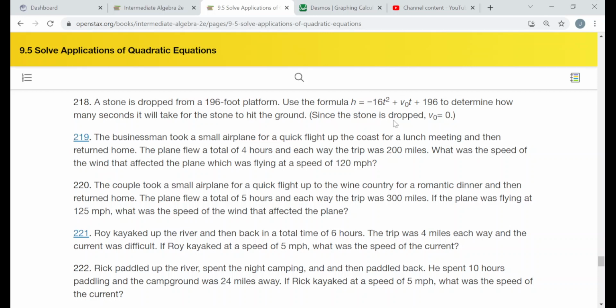And notice they're telling us since the stone is dropped, its initial velocity is 0 feet per second, right? Because again, they're giving us feet and seconds here, so velocity should be in feet per second. But since it's dropped, the initial velocity would be 0 feet per second. It wasn't thrown or shot or anything, just let go.